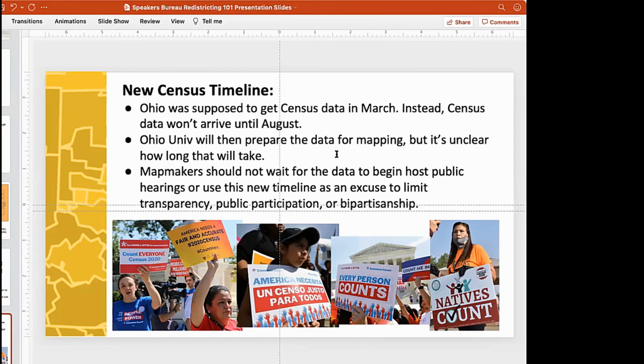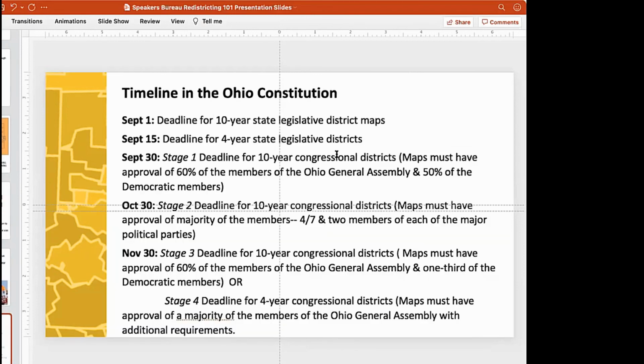I think the next slide will show you the timeline according to the Constitution. You see that a lot of deadlines have to be met according to our Constitution by the end of September. And then the final stage, everything has to be completed, including approval of 60% of the members of the General Assembly and 1/3 of the Democratic members by November 30th. And that's where we're running into difficulty.